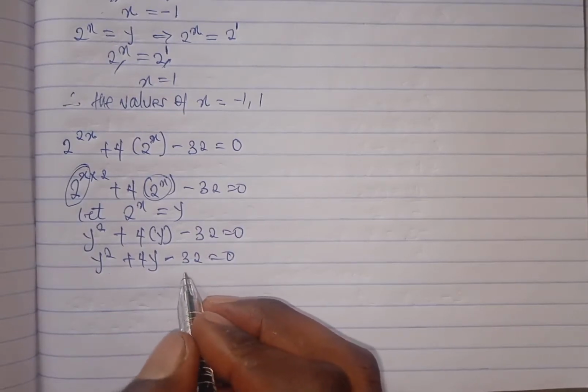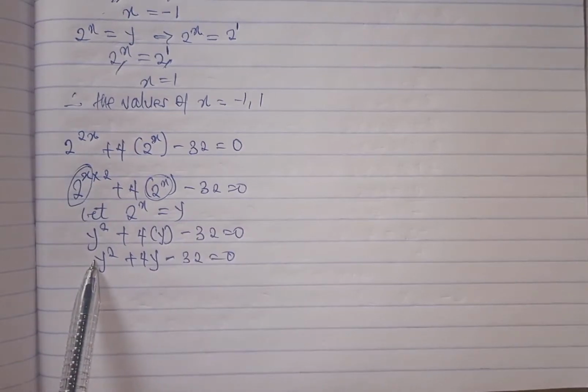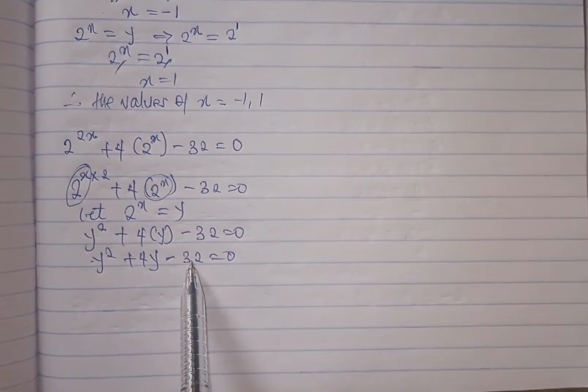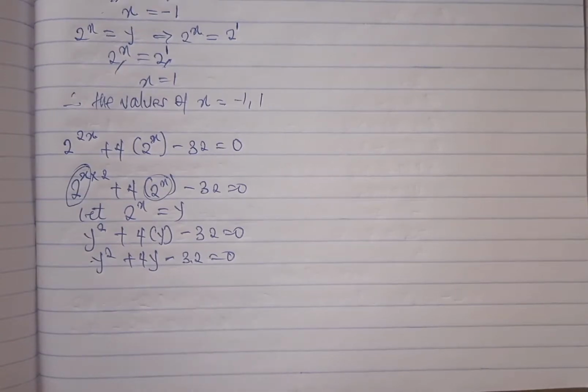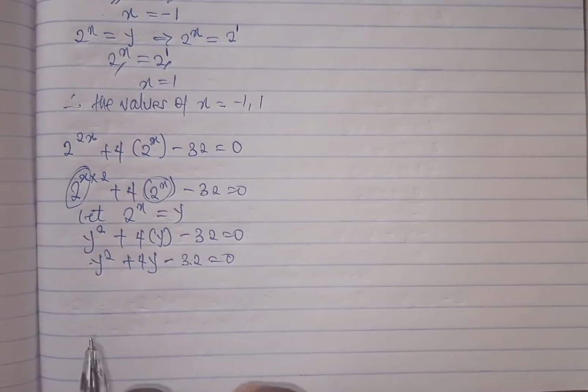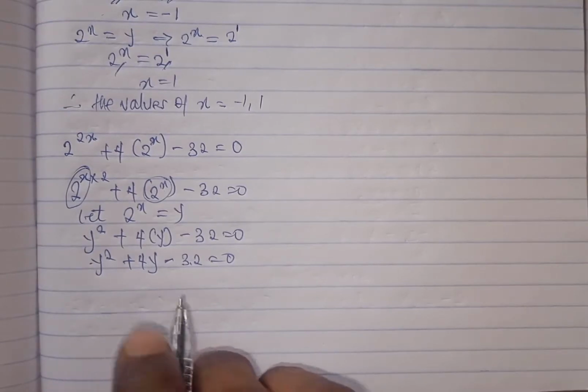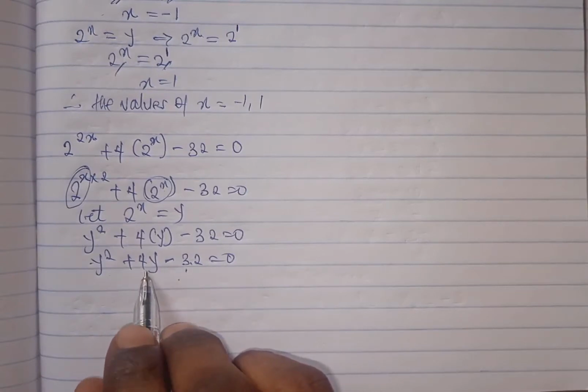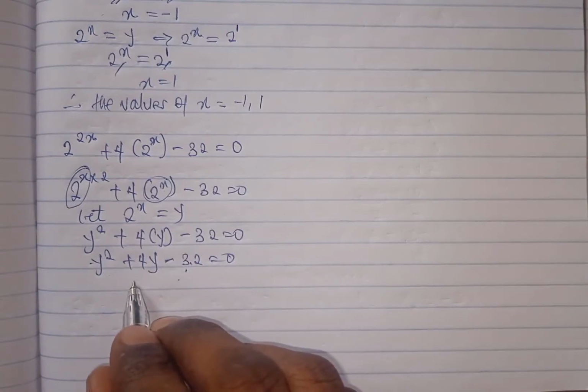If you are solving this using the factorization method, you first of all multiply the coefficient of y squared by minus 32. You are going to have minus 32. Once you have your minus 32, you look for two values that when you multiply together, you are going to get minus 32, and when you add or subtract them, you are going to have positive 4. So what are the two numbers? You discover that the two numbers you can multiply together to give you minus 32, and when you add, that will give you plus 4, are plus 8 and minus 4.